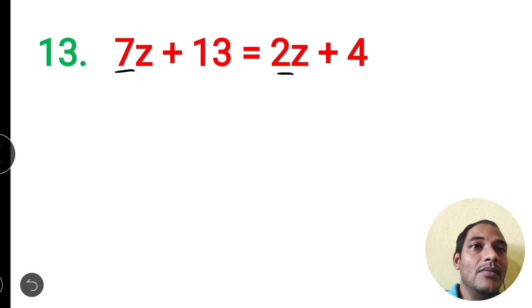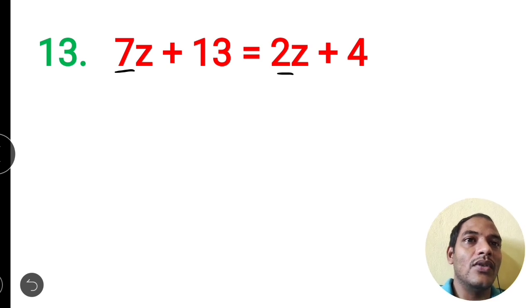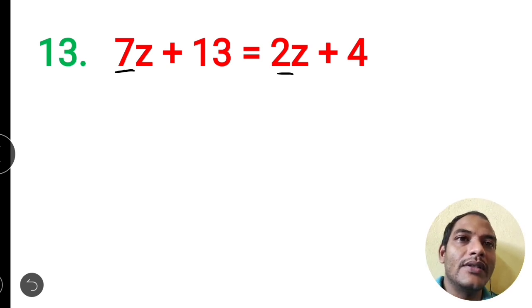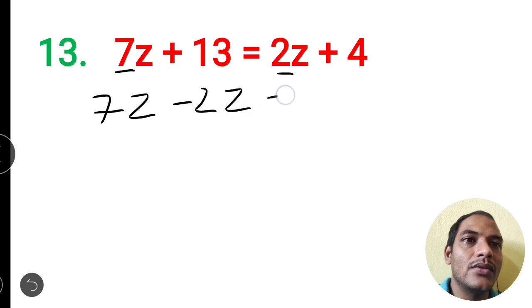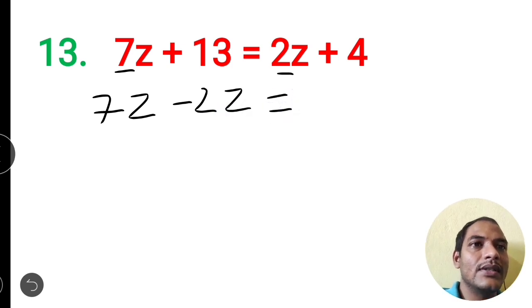First of all, it is a simple equation, children. It has only one variable and its degree is 1. So I am writing the variables on one side, 7z. First the LHS variable you have to write. Next the RHS variable is 2z, so it will become minus 2z because we are transposing to the LHS. Next you write the constant number of the RHS first. Next the LHS constant number plus 13 will become minus 13.